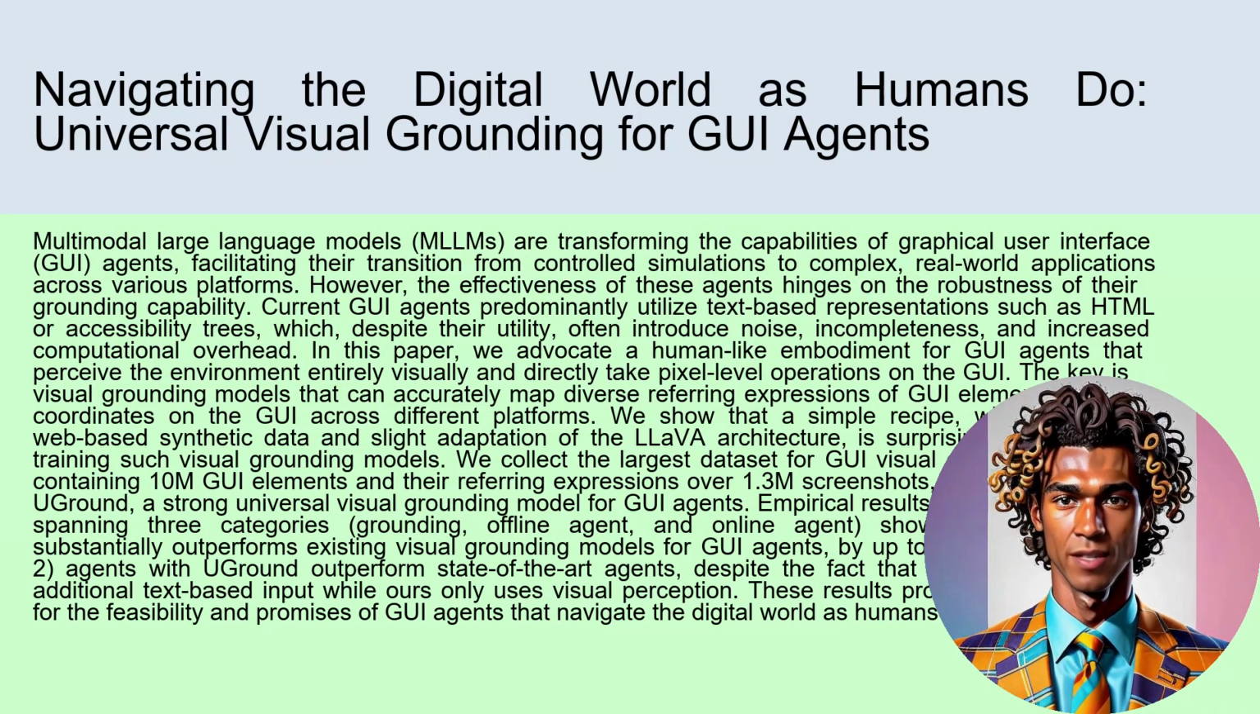To achieve this, they developed a powerful tool called UGround. This tool can pinpoint specific elements on a computer screen based on simple descriptions, just like you can point to a button on your phone and say, "Click on this." This allows the program to navigate complex interfaces seamlessly and without relying on complicated text instructions.